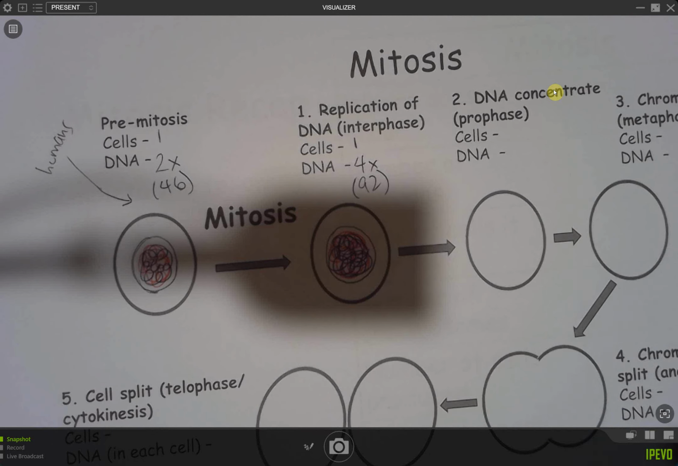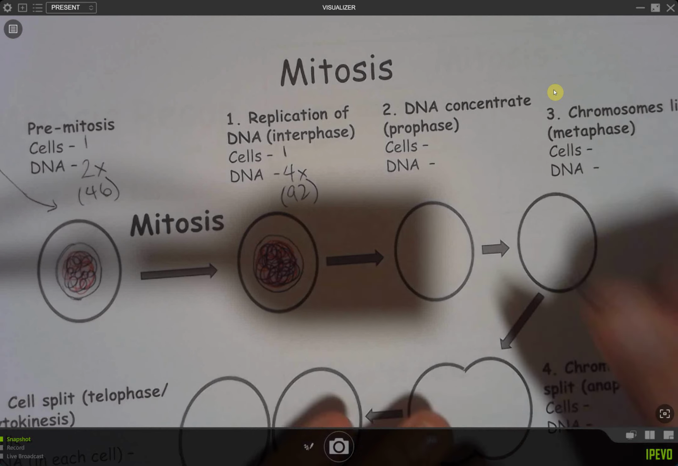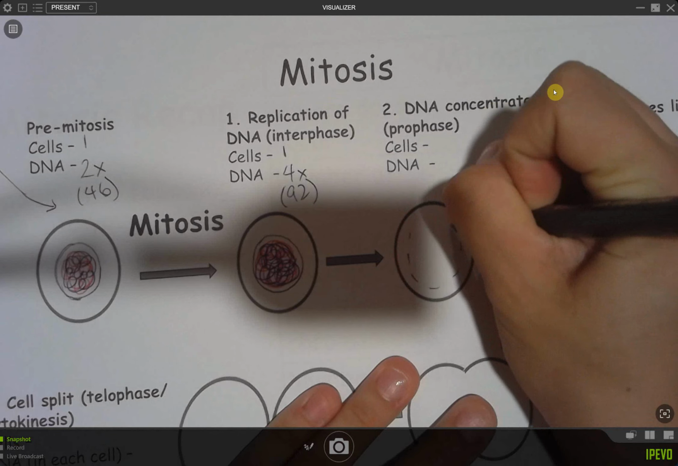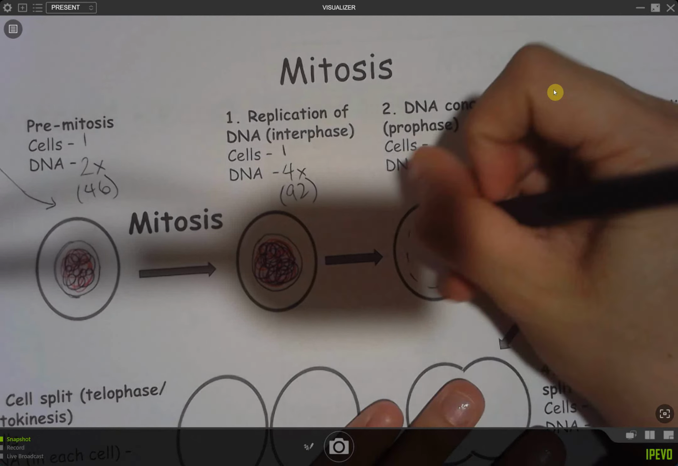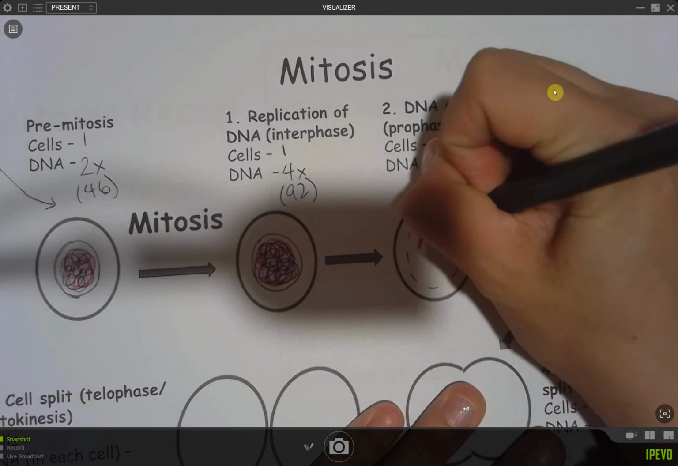Cool. All right. After the DNA replicates, we obviously want to concentrate it down into chromosomes so that way it's less messy. But before that happens, the nucleus starts to degrade and break down, so that way we can actually start pulling and dividing later. And the DNA starts to concentrate. When it starts to concentrate, it's going to make chromosomes.